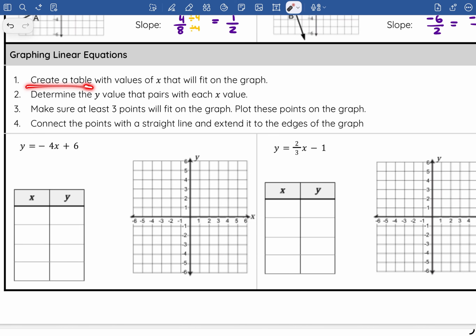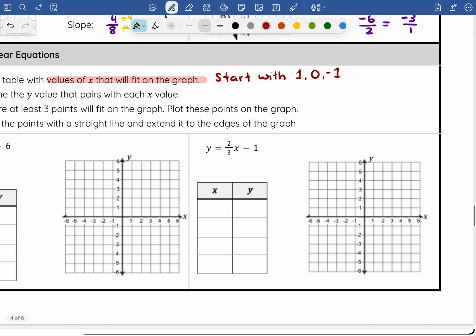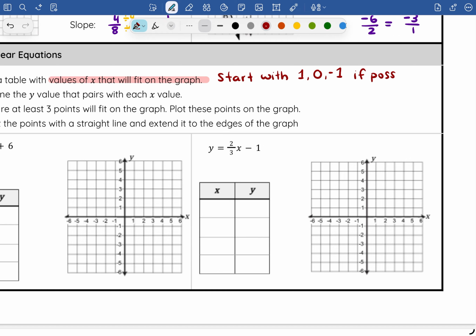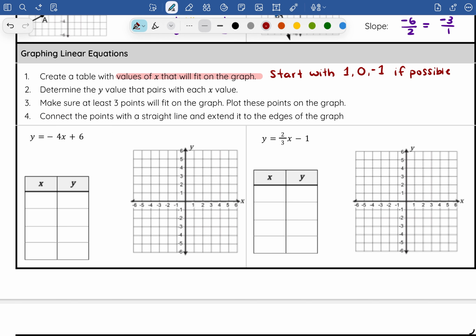What we want to do is create a table with values of x that will fit on the graph. And so our values of x that will fit on the graph, what's our usual starting point, if possible? Yeah, we're going to start with 1, 0, and -1, if possible. We'll see in this graph down here that we won't really like that idea because we have a fraction involved. But for this one, we have just like a normal equation. We have a normal grid that goes up by 1 for every box. So we're just going to start with those values. So what we're thinking is, okay, 1, 0, and -1.